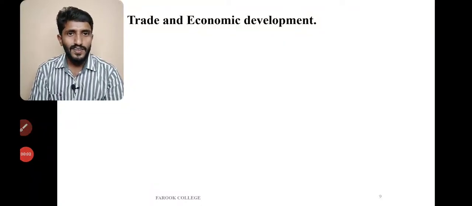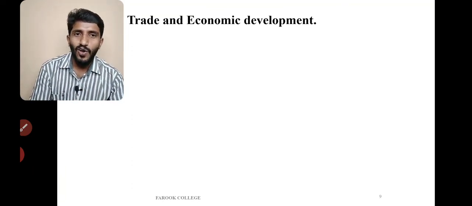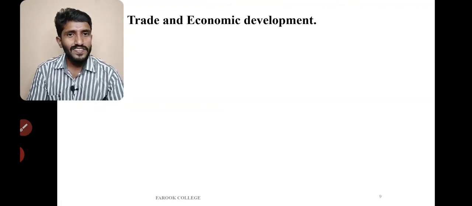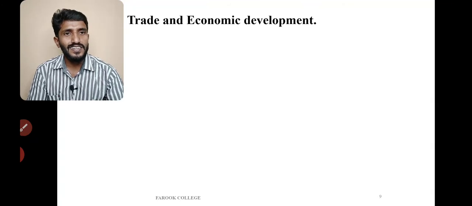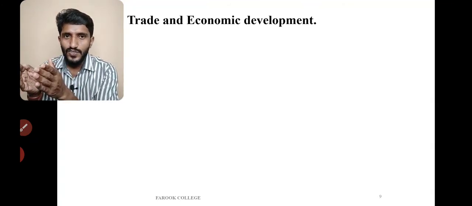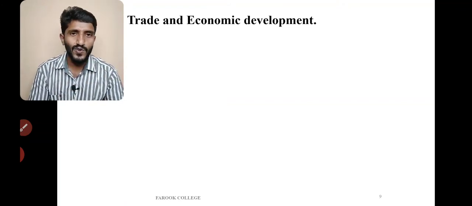Dear all, so we are moving to the next part of the second lecture, that is how international trade and economic development are related. What is the relationship between trade and economic development? Whether trade leads to more economic development or not, that is the question.